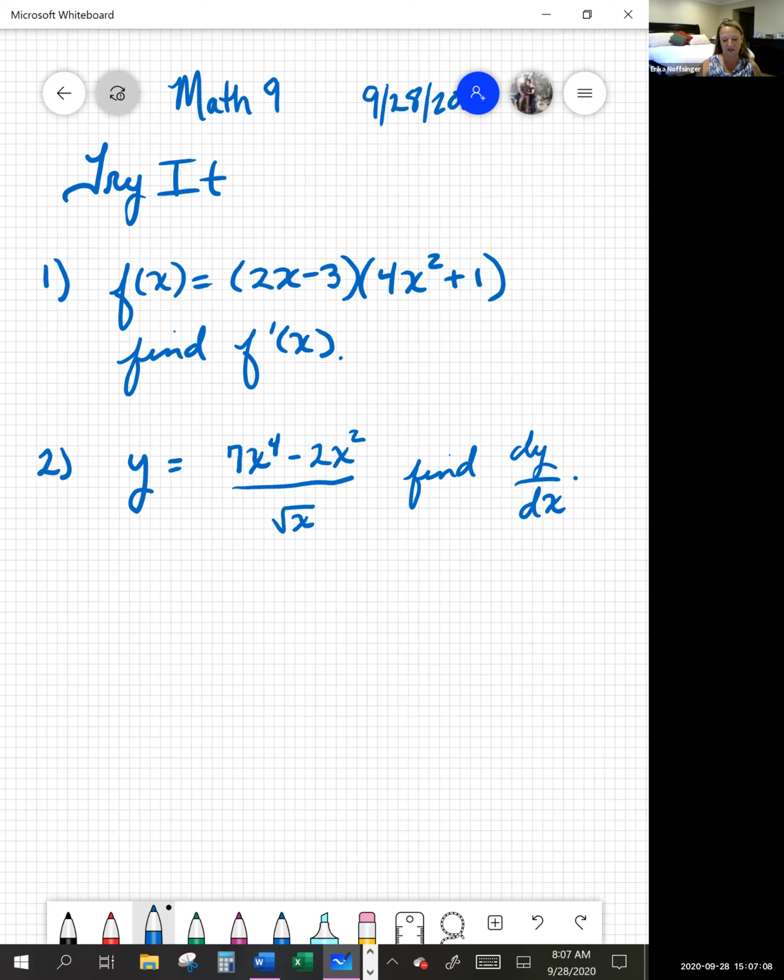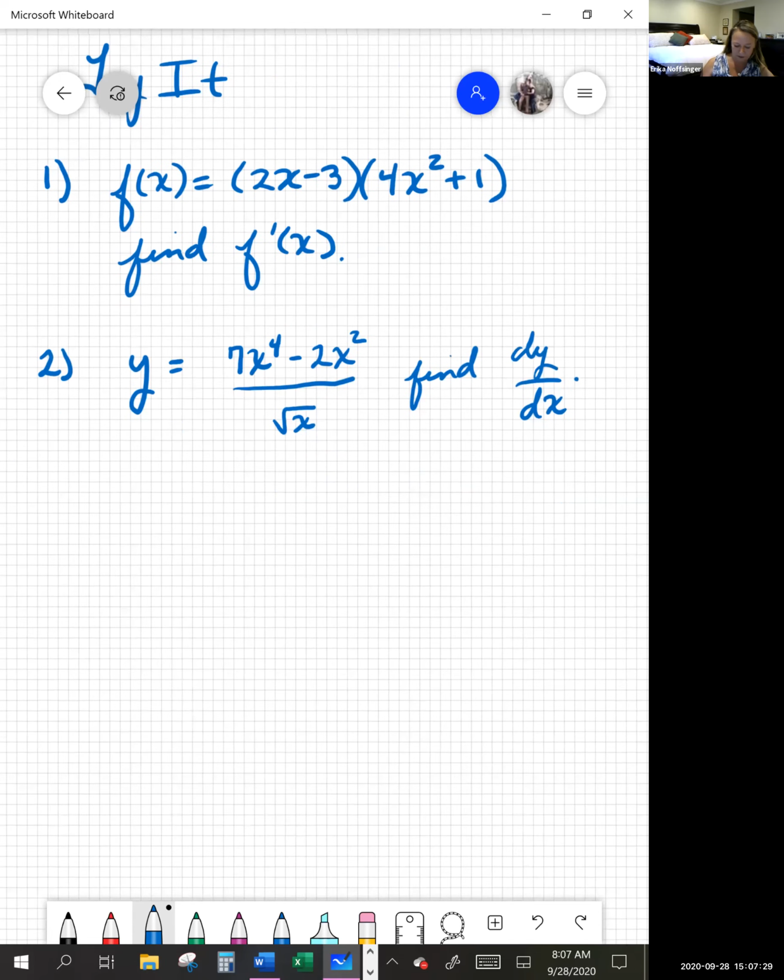And so I just gave you guys a few minutes to do that. But if you're watching the recording right now, why don't you pause it and try taking the derivative of this. And then once you've tried it, then come back on and see if you got it right.